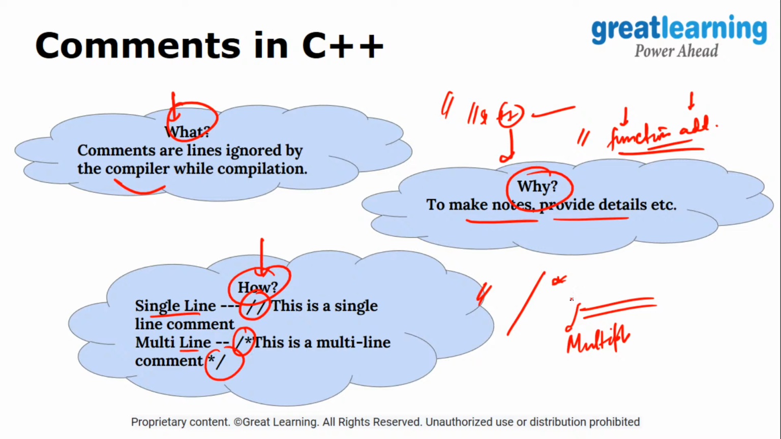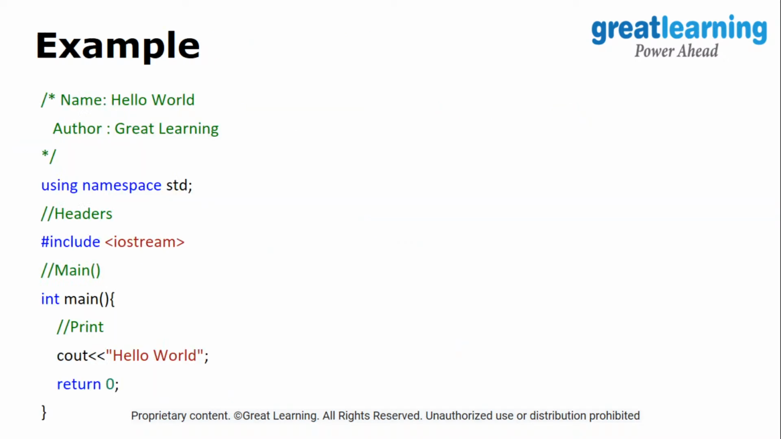So now, if you're writing it in multiple lines, why not go through, write this thing, and whatever you're writing in this, then put an asterisk sign and then close it. Okay, done. Now let's see how we are doing it. So if you see that I have written here an example, and in this I am writing this is a multiple line comment, and in this that this is the name, hello world, author is great learning. So these things will not be displayed on your screen.